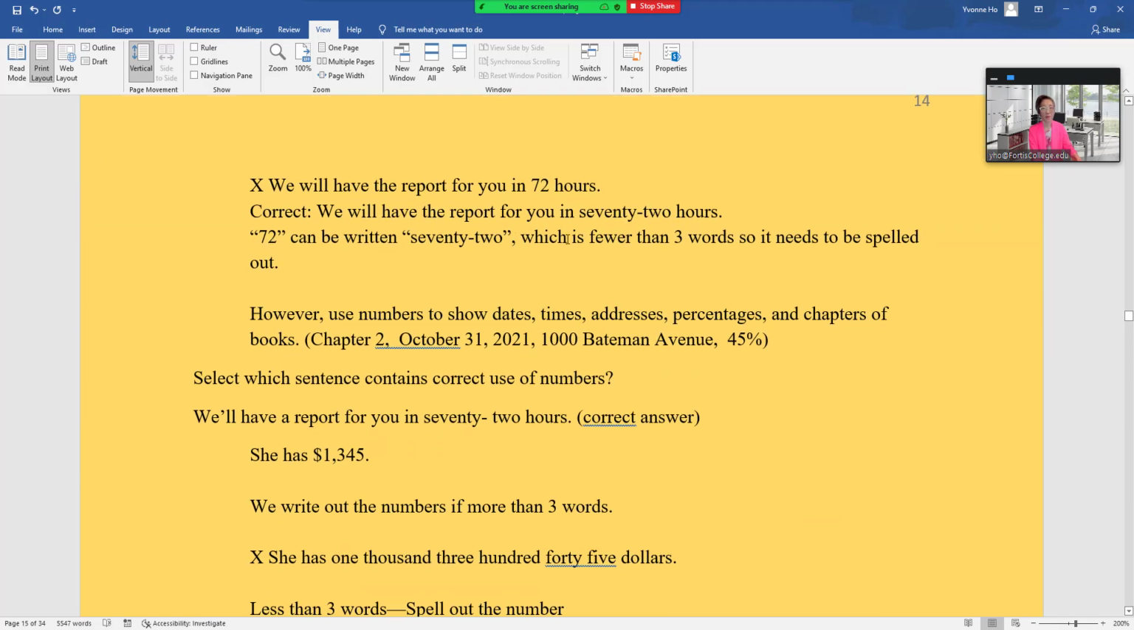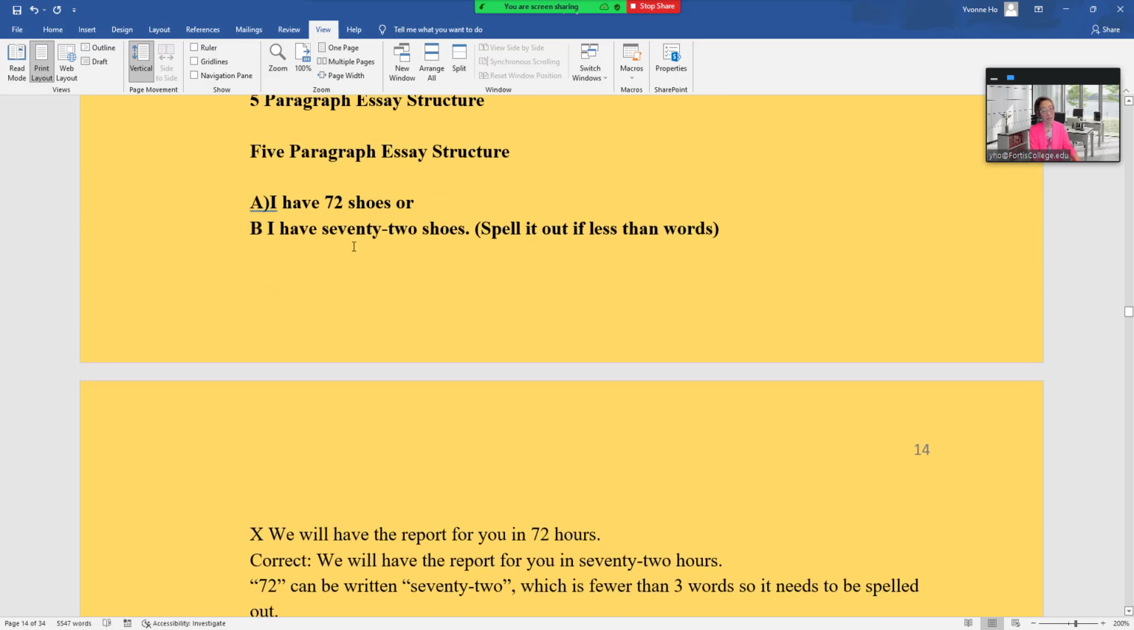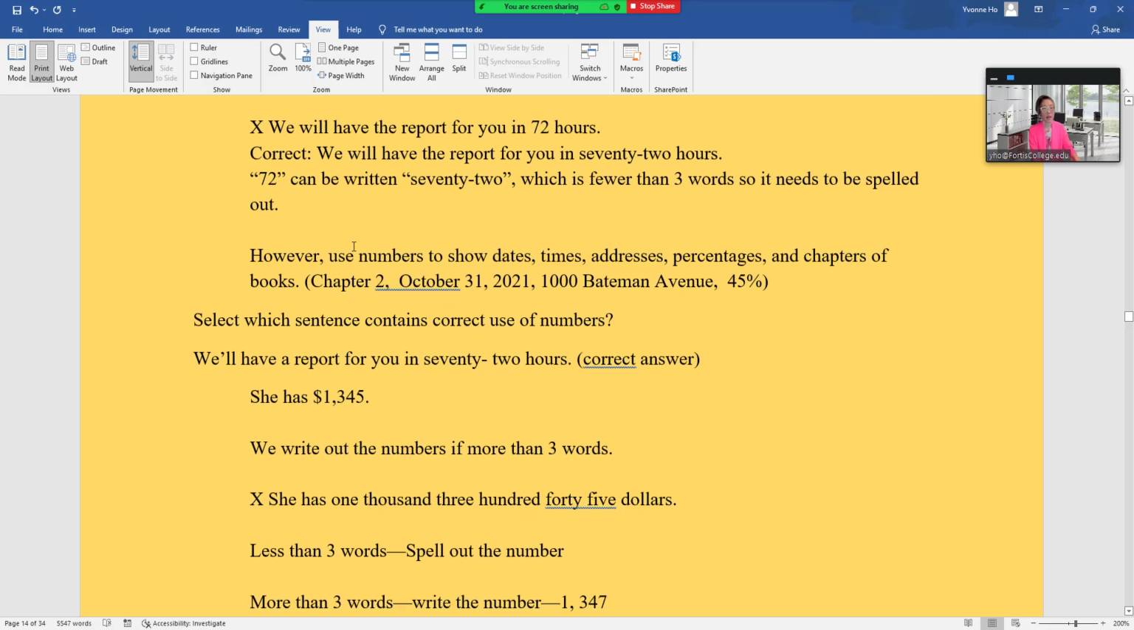72, which is fewer than 3 words, so it needs to be spelled out, 72. So B is the correct one. However, if you're going to use numbers to show dates, times, addresses, in other words, write out the actual numbers if you're using dates, times, addresses, percentages, and chapters of books. So here you have chapter 2, October 31st, 2021, 1000 Bateman Avenue, or 45%.